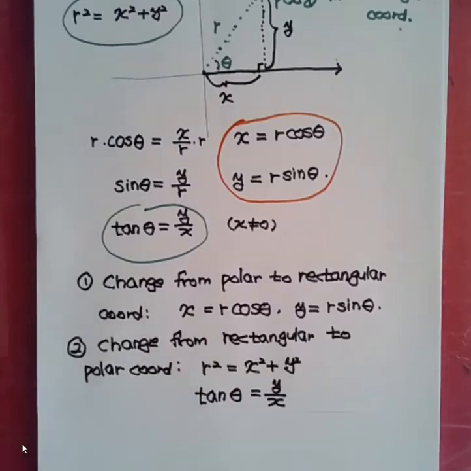If we want to change from rectangular to polar coordinate, we use the Pythagorean formula r squared equals x squared plus y squared. And then we take the square root on both sides to get r. To figure out the angle, we will use the inverse tangent function. To do that, we will use tangent of theta equals y over x.